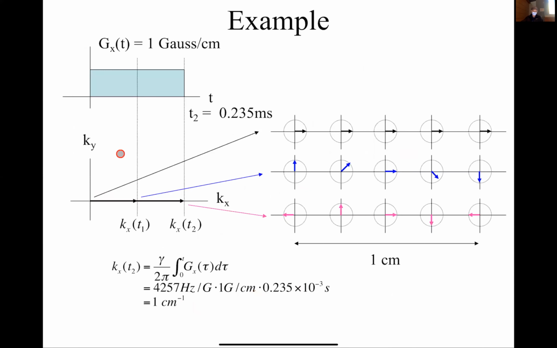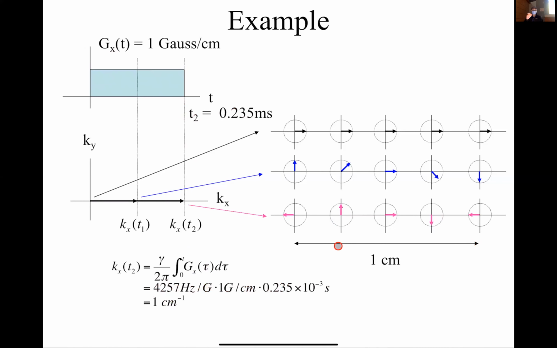So now let's plug in some values. Gx equals 1 Gauss per centimeter. I have my gamma over 2 pi, which is 4257 Hertz per Gauss. Let's say I wait until t sub 2 equals 0.235 milliseconds. My gradient is 1 Gauss per centimeter, and I multiply by this time, 0.235 times 10⁻³, and I get 1 inverse centimeter. That means if I apply this gradient and look at time t sub 2, this spatial pattern has a period of 1 centimeter.